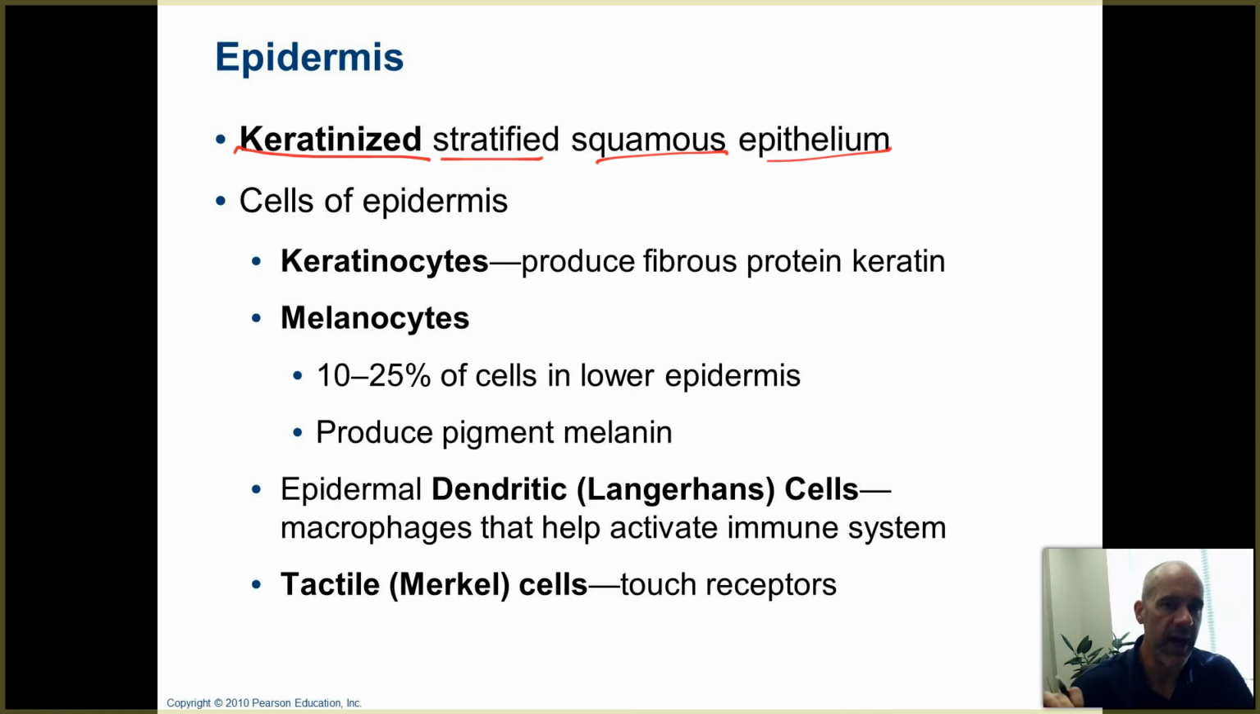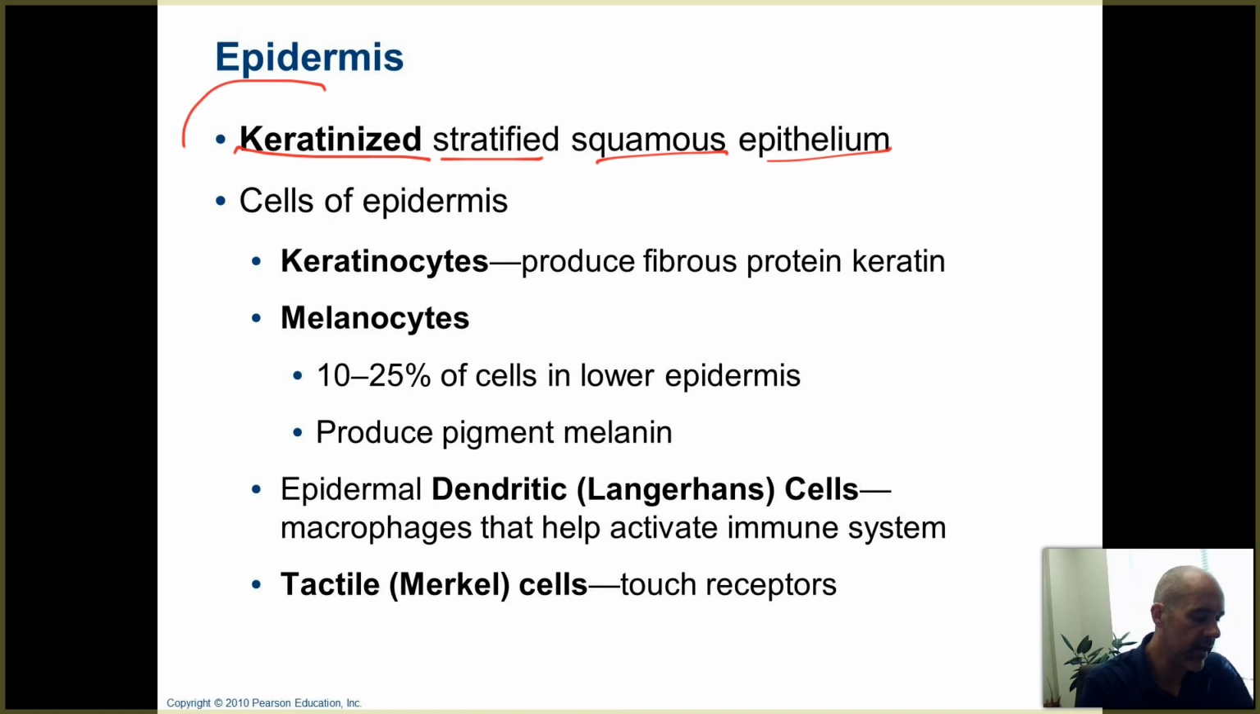And when you have a stratified tissue, you name the tissue according to the cell shape at the surface, or at the most superficial portion, or the apical portion if we're thinking about something internal to the body. So squamous cells are flat. So the epidermis consists of many layers of flat cells, tightly packed together because it's an epithelial tissue.